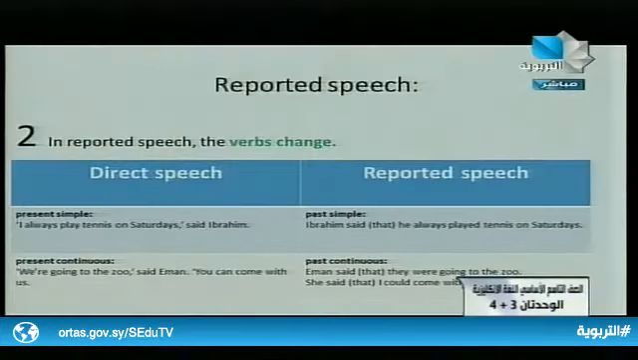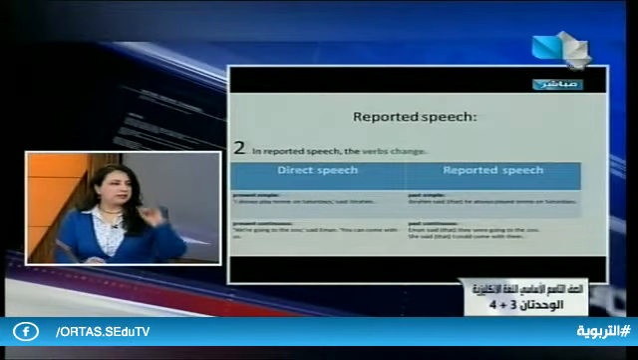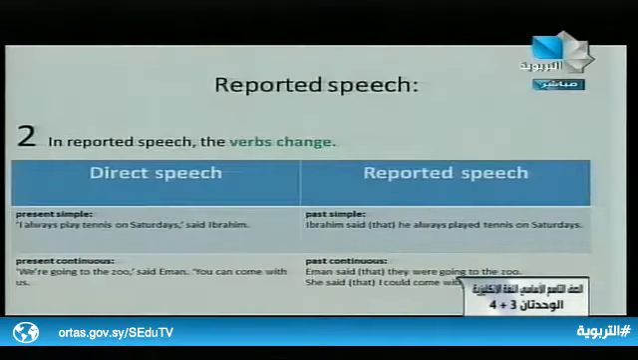The next step is to change tenses. We have to go a step back to the past. So if we have the sentence in the present simple, it becomes past simple. Present continuous becomes past continuous, and so on. For example, in direct speech, I always play tennis on Saturdays, said Ibrahim. Now Ibrahim said that I becomes he, and always played, not play. We have to change play to go one step to the past. So he always played tennis on Saturdays. Of course, Saturdays doesn't change because Saturday is fixed.